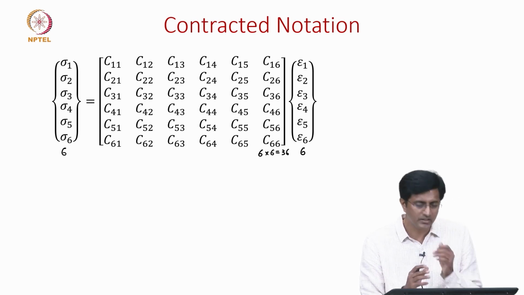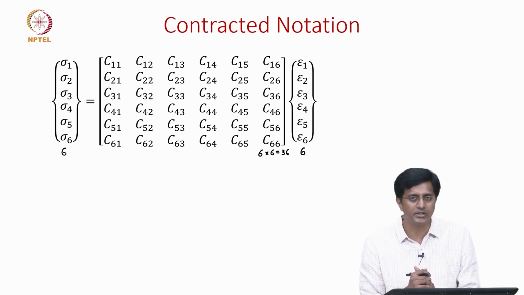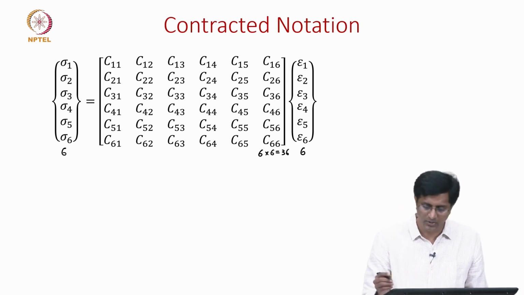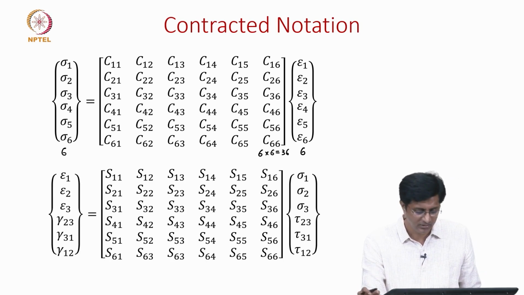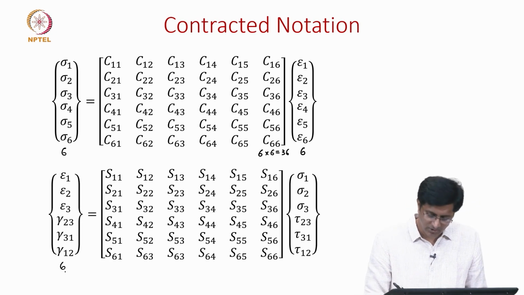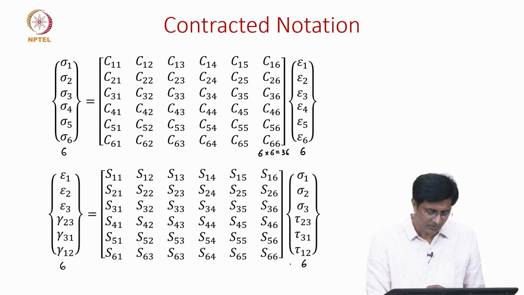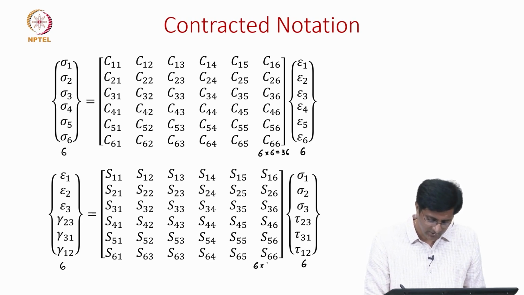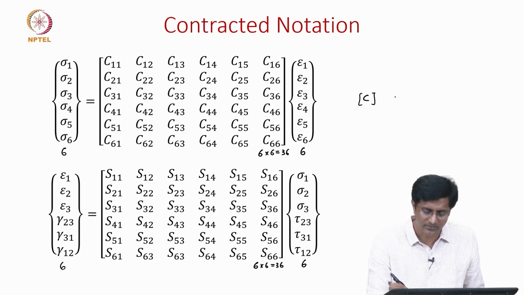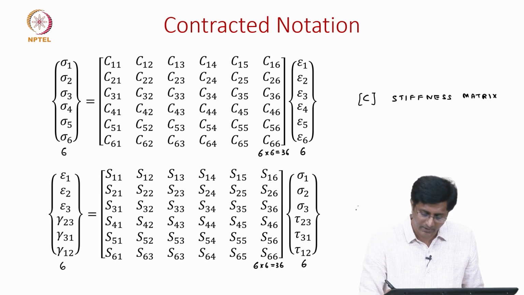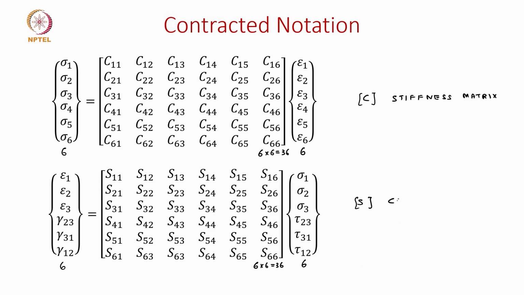Until now we have been looking at the stress strain relations, but it is very common to also talk about the strain stress relations. Meaning you want to find the 6 component strains in terms of the 6 components of the stresses, and we get this using the compliance matrix S, which again is 6 by 6, meaning 36 constants. Here C is our stiffness matrix, and S is the compliance matrix.